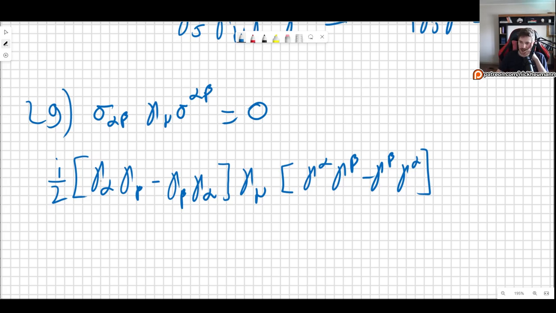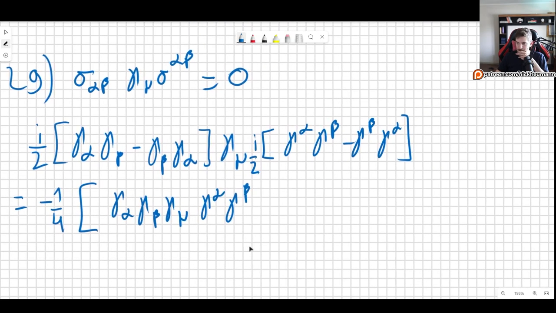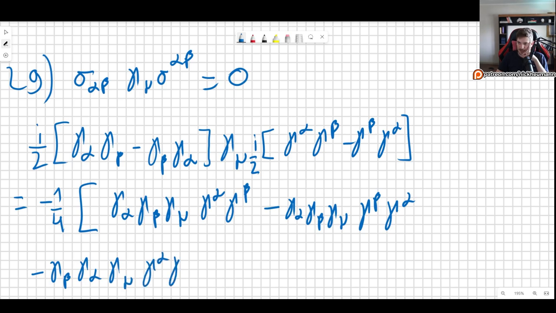Okay, so let's take a look at what we have. So this is equal to i over 2, oh, and there's another i over 2 missing here, so we end up actually with minus 1 over 4. So minus 1 over 4, and then we have gamma alpha, gamma beta, gamma mu, gamma alpha, gamma beta. And then we have the next one, which is minus gamma alpha, gamma beta, gamma mu, gamma beta, gamma alpha. And then we have the next one, which is minus gamma beta, gamma alpha, gamma mu, gamma alpha, gamma beta. And then we have plus gamma beta, gamma alpha, gamma mu, gamma beta, gamma alpha.